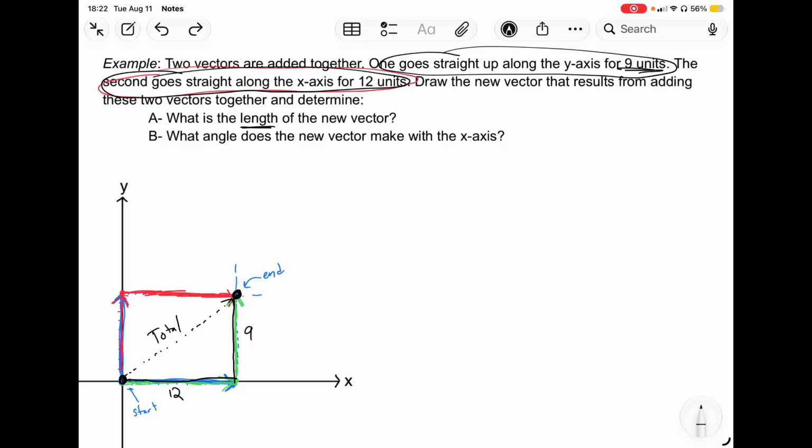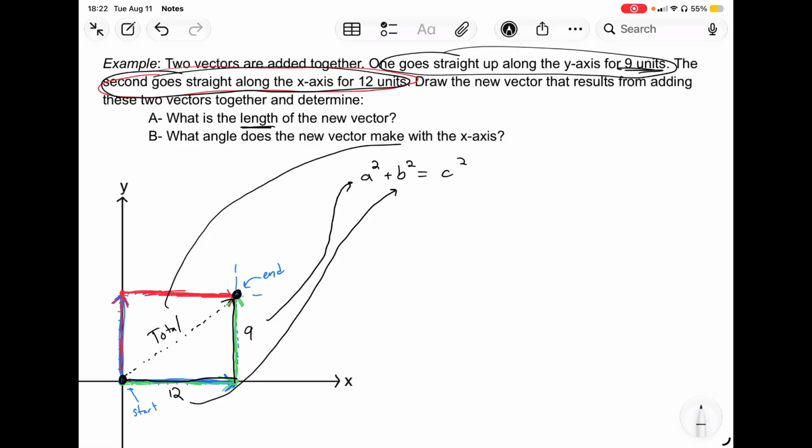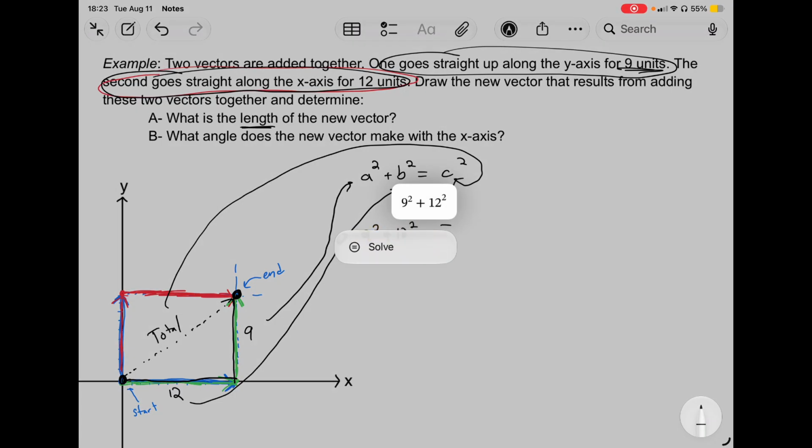So we can use our Pythagorean theorem, right? We know that a squared plus b squared equals c squared. And in this case, it doesn't matter which one we use as A. I'm going to use 9 as our A and then 12 as our B. And then obviously that means that our total, our overall end vector, is going to be C, right? So we've got 9 squared plus 12 squared equals our total.